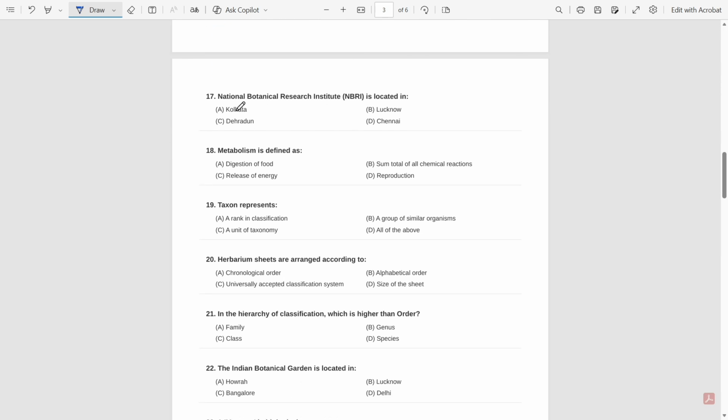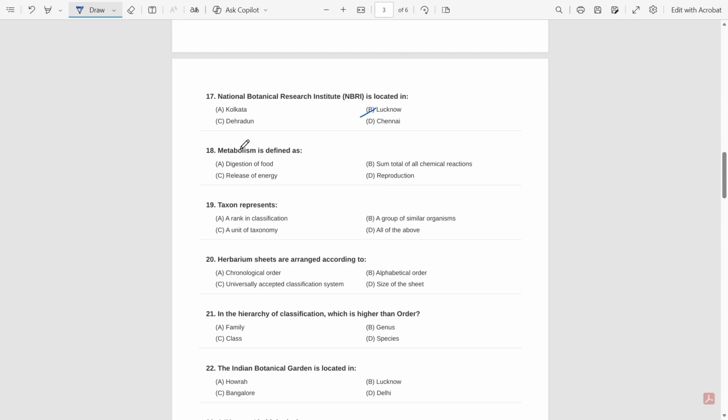17. National Botanical Research Institute, NBRI, is located in A. Kolkata. B. Lucknow. C. Dehradun. D. Chennai. The answer is B. Why? NBRI is a premier research institute located in Lucknow.